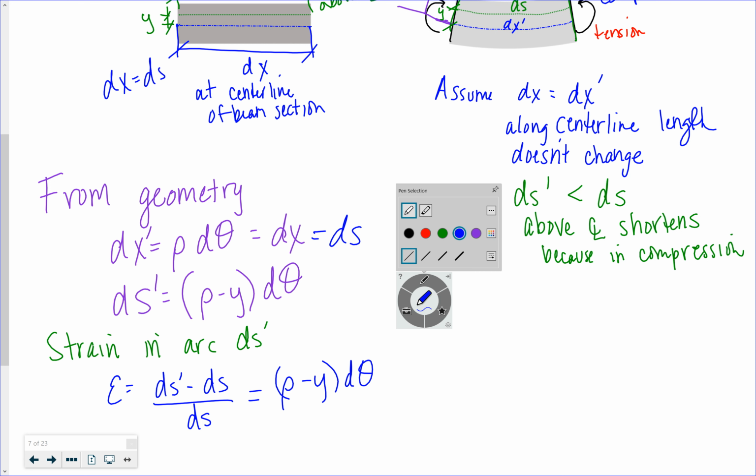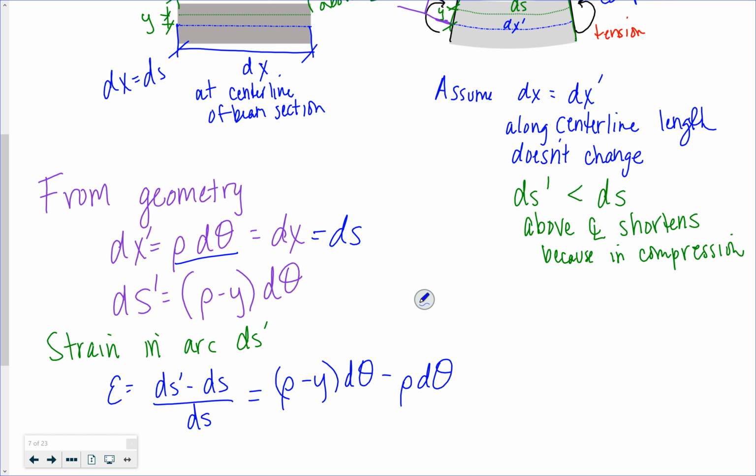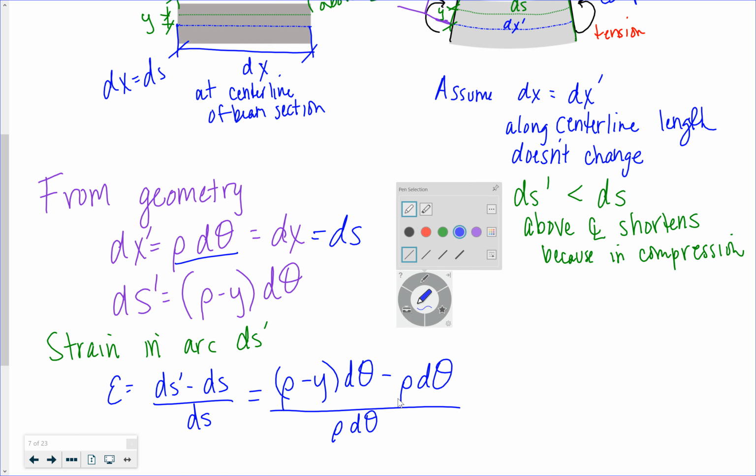So if I want to substitute ds, I can use rho d theta. And again, rho d theta. Let's see, that goes away, that goes away, that goes away. I've got rho plus y minus rho over rho. So these guys go away, and I get negative y over rho. So that's my strain in that arc.